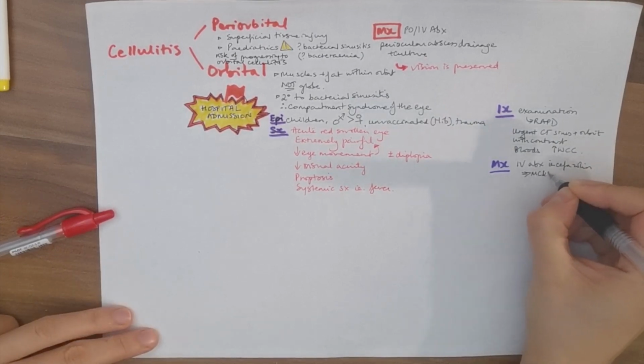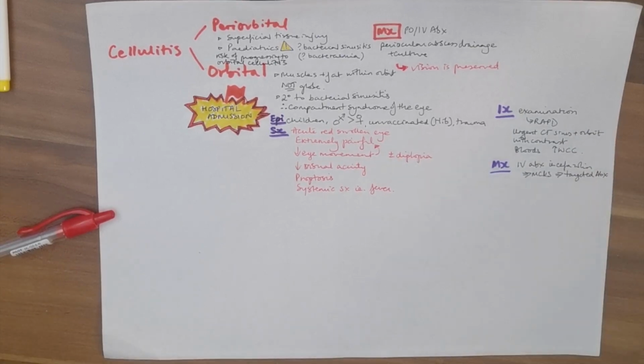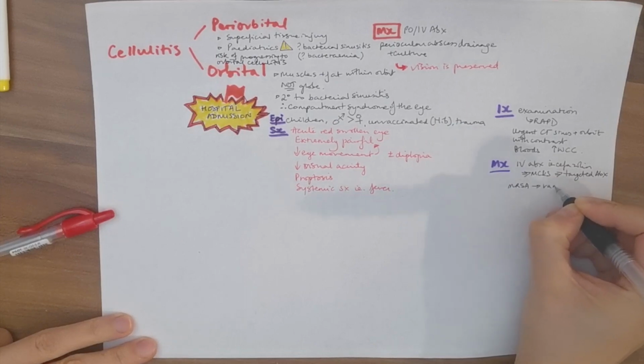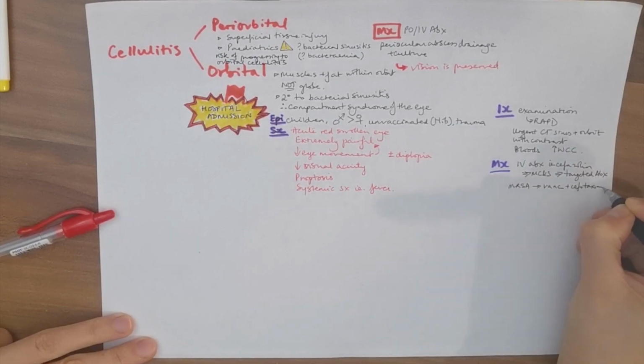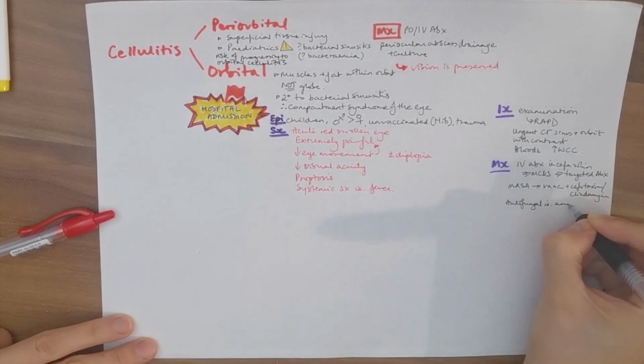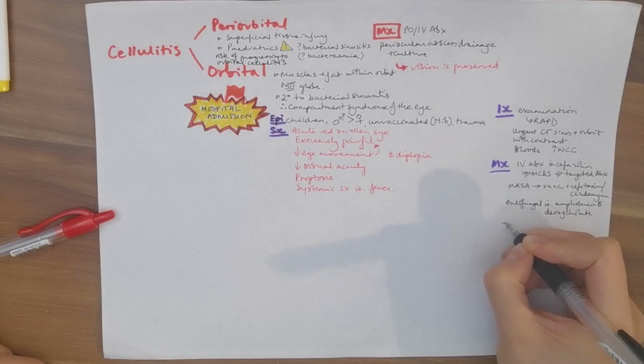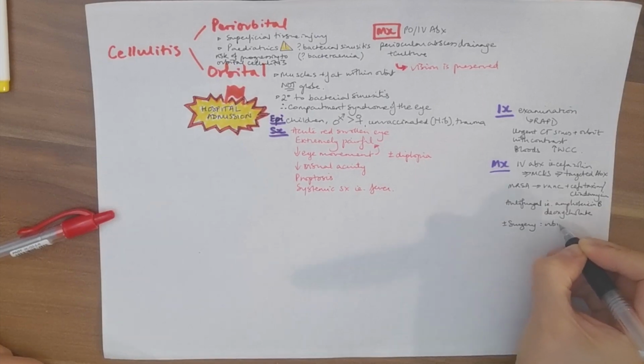So management-wise, give IV empirical antibiotics, such as cefazolin, and then give more targeted antibiotics once MCNS has been done. If you suspect MRSA, then you would opt to give vancomycin and cefotaxime or clindamycin. If a patient is immunosuppressed or has diabetes, you may suspect a fungal infection, in which case you give antifungals.